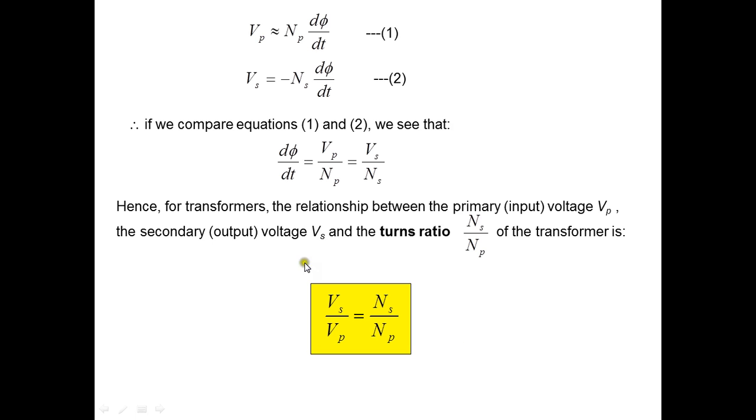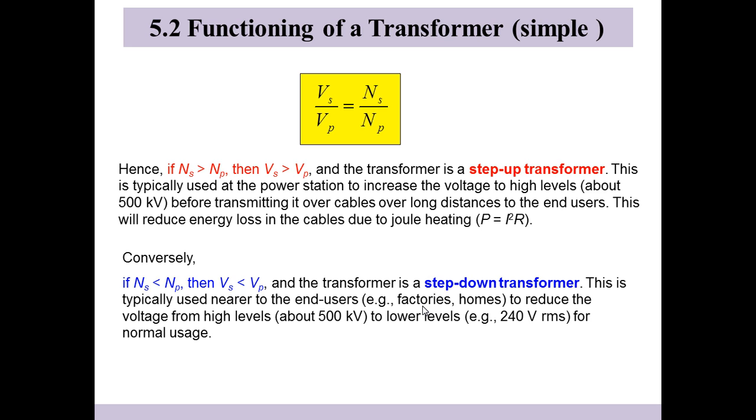This is what you have learned in primary school and secondary school, and you notice that in JC we tend to prove some of the things that you have learned and do not just take them at face value. So this is also a reminder: if your number of coils on the secondary side is more than the number of coils on the primary side, essentially the voltage output will be more than the voltage of the primary coil. We call this a step-up transformer. Conversely, if it is the other way, we call it a step-down transformer.